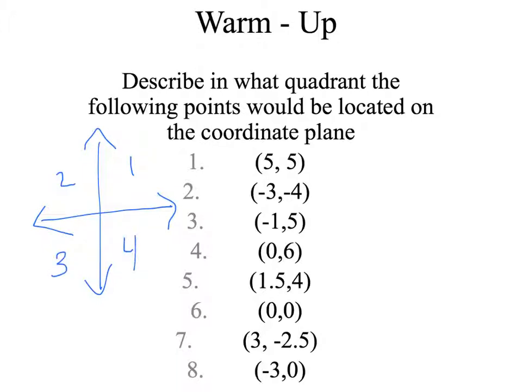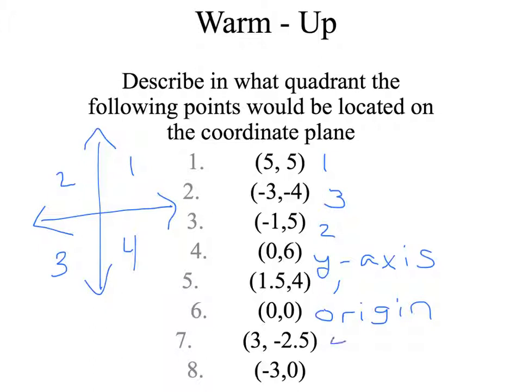So +5, +5 would be in quadrant 1. -3, -4, a double negative, would be over in quadrant 3. -1, +5 is in 2. 0, 6 is actually on the y-axis. We have 1.5, 4, both of them positive, even though there's decimals. So quadrant 1. 0, 0 is the origin.